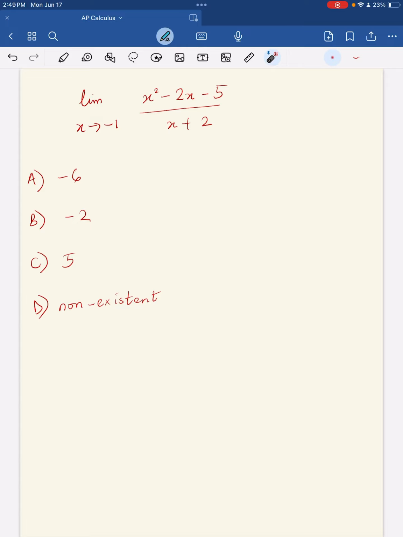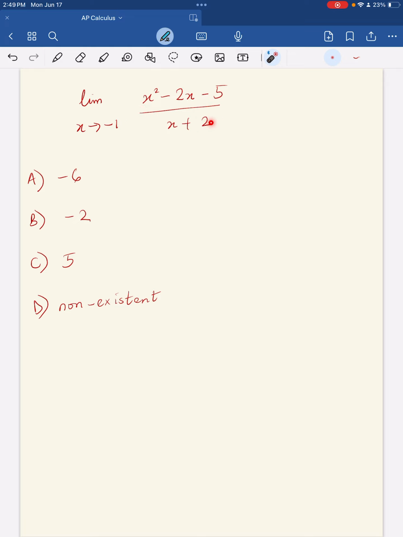In this video, I'm going to be showing you how to solve this question on basic limits. So here we're to find the limit as x tends to -1 of (x squared minus 2x minus 5) divided by (x plus 2). Now, the first step I will always try is to substitute the value of x as -1 in the equation and see if I get an answer.